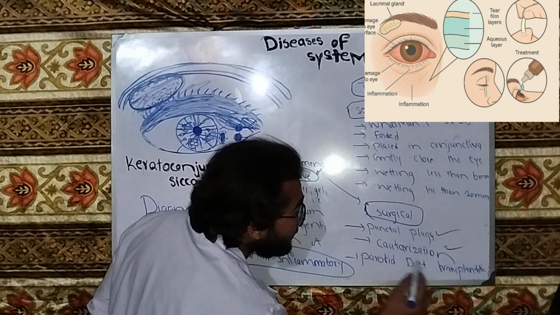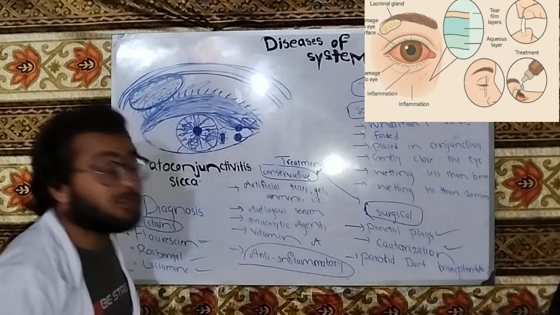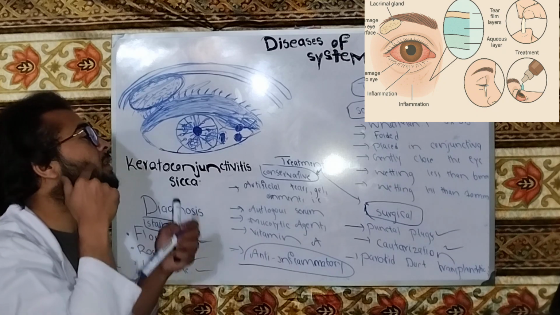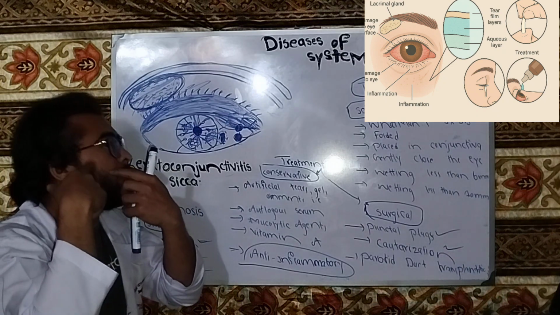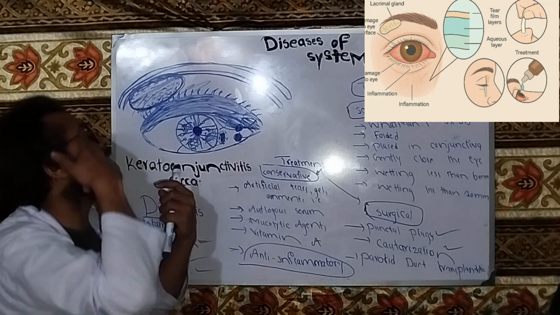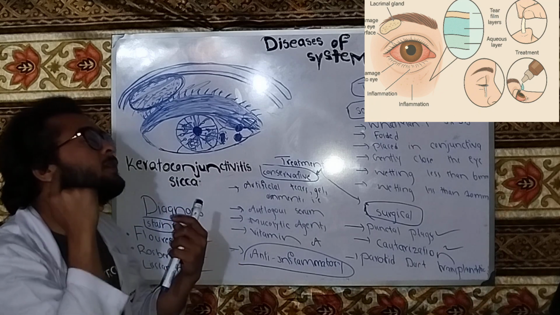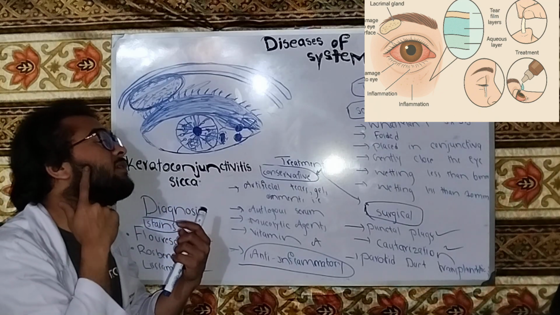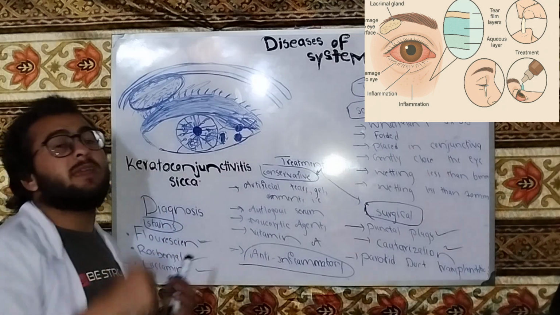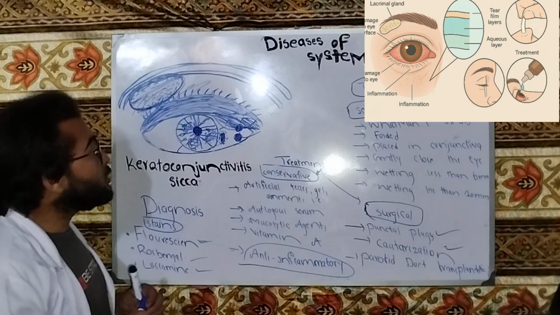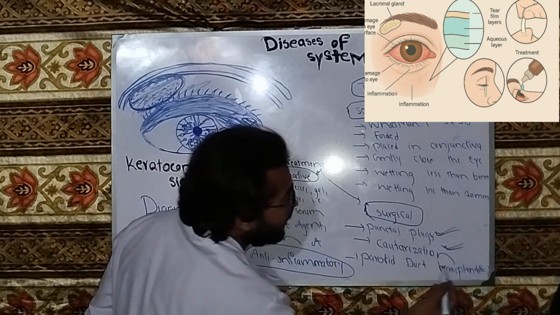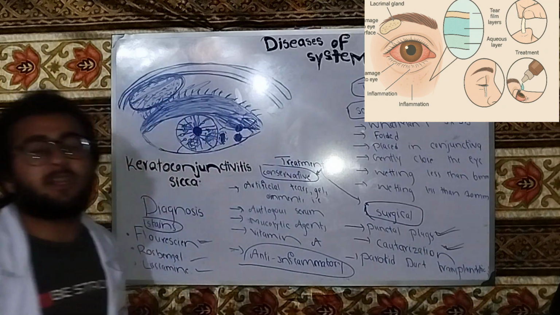Okay, and then the last is the parotid duct transplantation. We know that the parotid duct opens into the mouth. From the mouth we can transplant this parotid duct into the eye. So the secretion of the parotid duct will come into the eye and keep the eye moist and protected. So these are the surgical options: the punctal plugs, the electric cauterization, and the parotid duct transplantation.